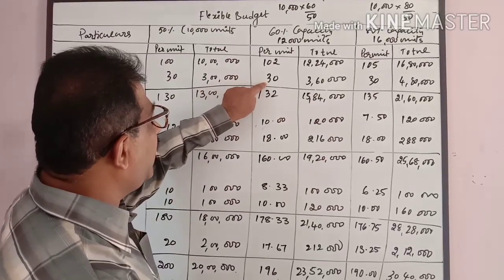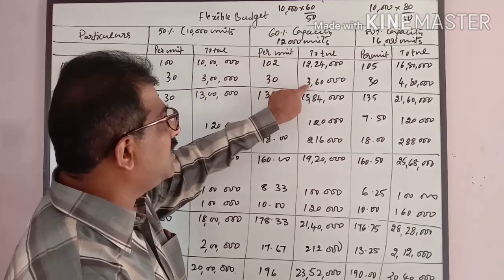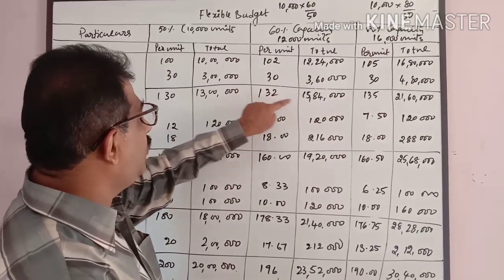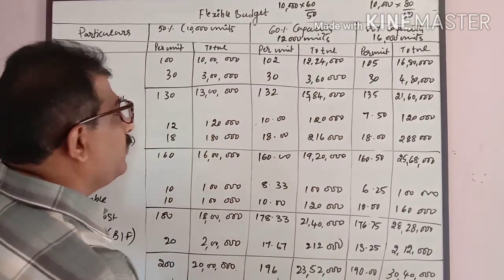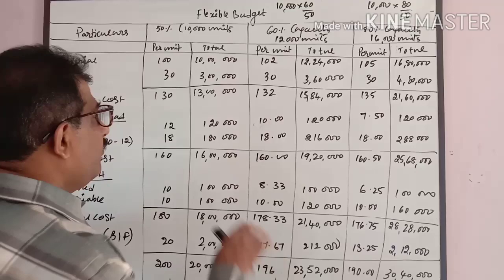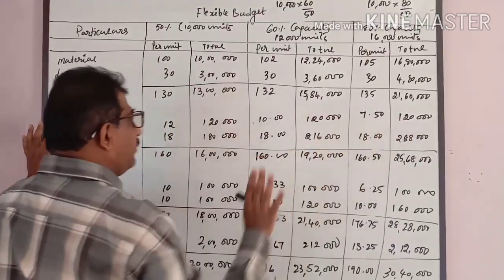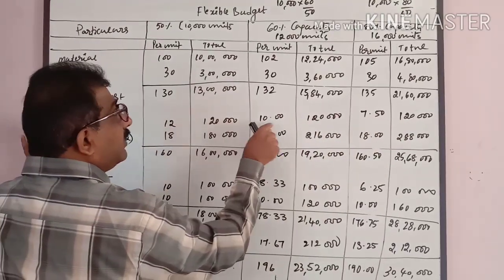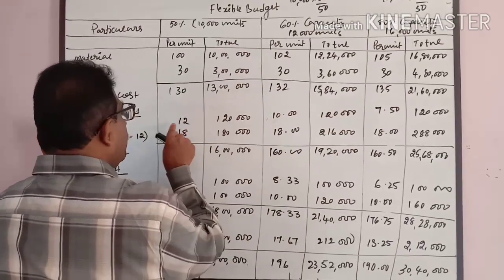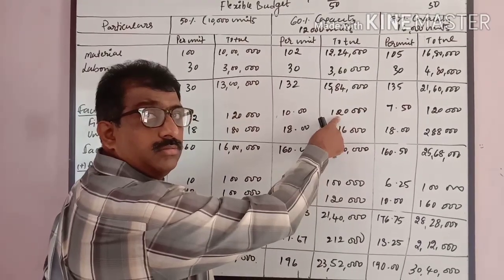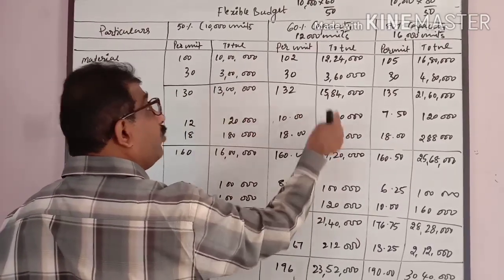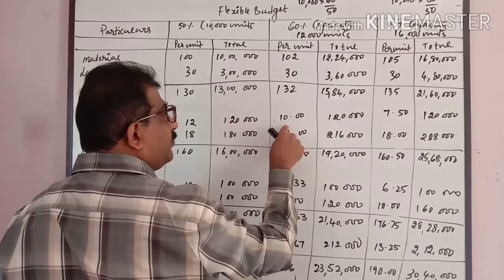Per unit I will take it as it is, 30 into 12,000, 3,60,000. Total of these two comes to 132, 15,84,000, that is called the prime cost. Fixed overhead, remember, at all the levels remains the same. So even at the level of 12,000 units, total amount I have taken here, not per unit, total 1,20,000. 1,20,000 divided by 12,000, 10 rupees per unit.